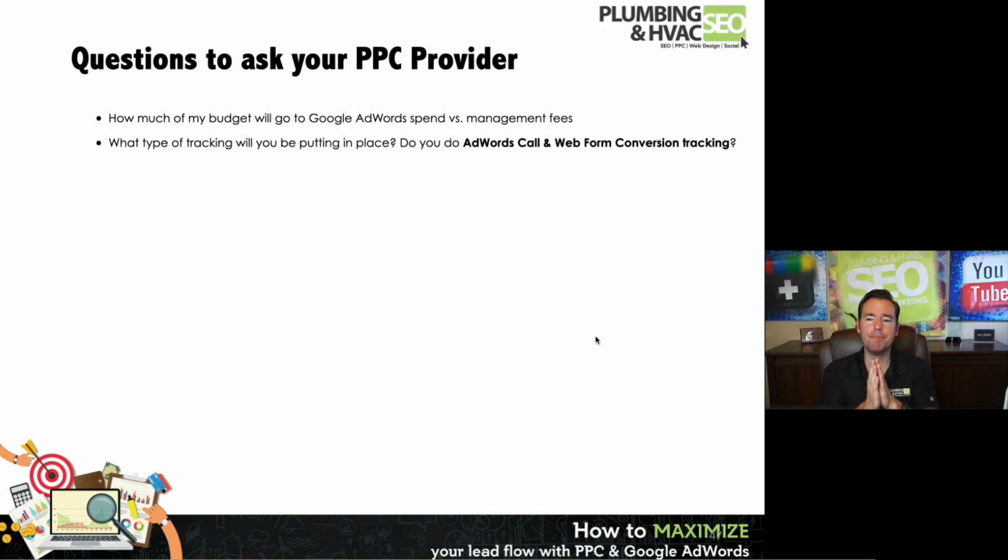The second thing you want to know is what type of tracking is going to be put in place. Are they tracking phone calls? Can they tell us how much came from SEO versus pay-per-click versus other lead sources? And most importantly, is it actually conversion tracked back to the AdWords campaign, to the Google Ads campaign? I'm surprised 9 out of 10 companies don't go to that depth where they can see which phone call came from which ad group or which campaign, right? They can do it easily in the e-commerce space, right? Where people are actually buying stuff online.